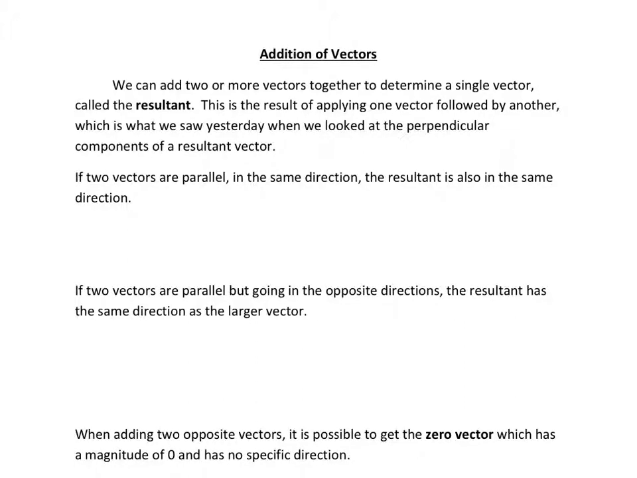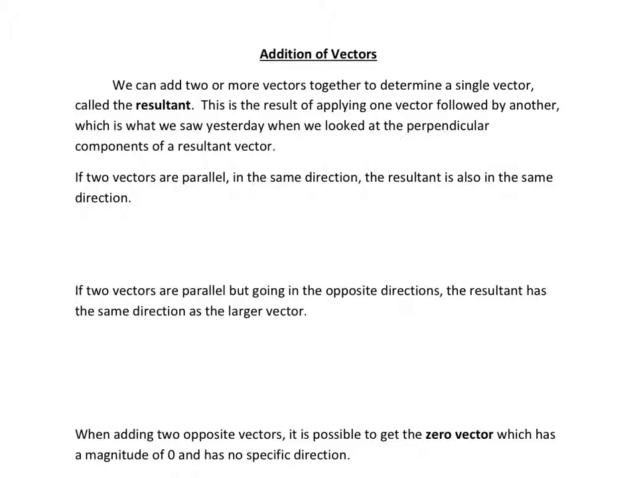In this lesson, we're looking at the addition of vectors. So it says we can add two or more vectors together to determine a single vector called the resultant. This is the result of applying one vector followed by another, which is what we saw yesterday when we looked at the perpendicular components of a resultant vector.